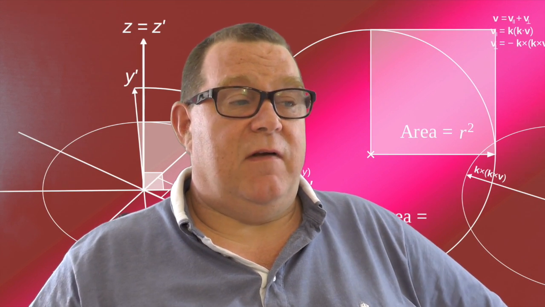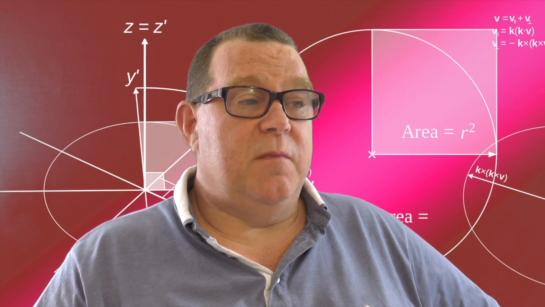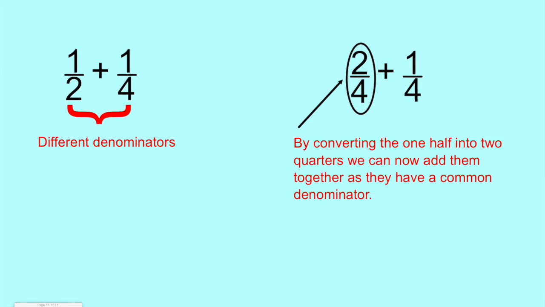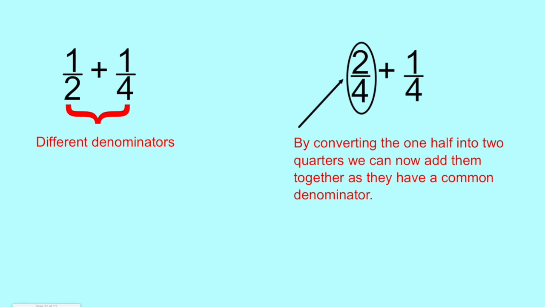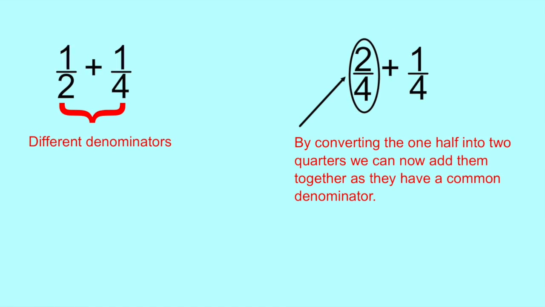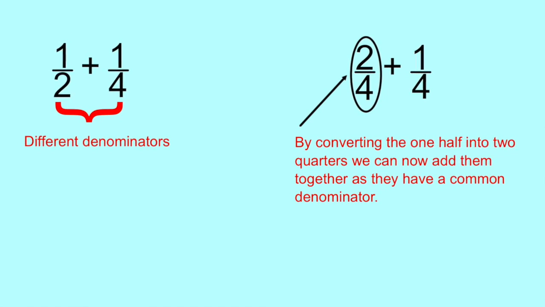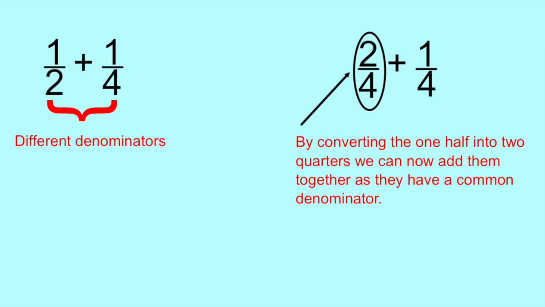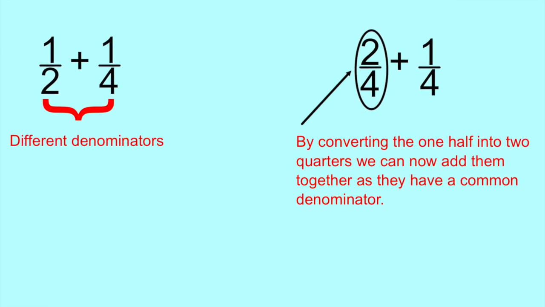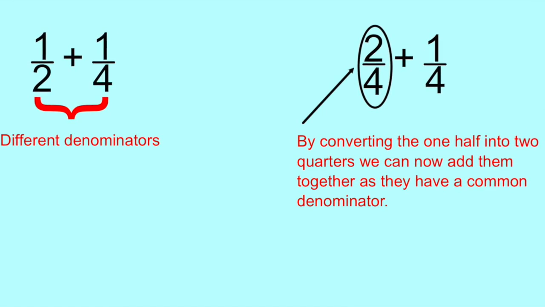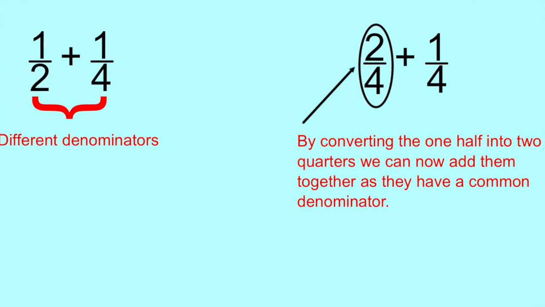So here we have it then. We have two numbers here, a half and a quarter. They are different denominators, so I can't add them together, but if I change the half into 2/4 like we did earlier, now I've got that. I have a common denominator of 4 or quarters, and I can now add them together. So 2/4 add 1/4 is 3/4.